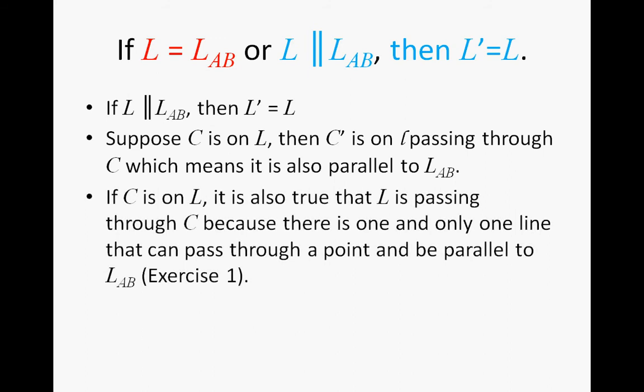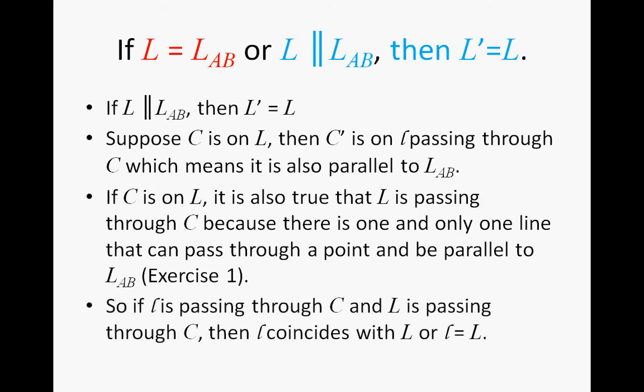So if C is on L, then it is also true that L is passing through C because there is one and only one line that can pass through a point and be parallel to line AB. And that goes back to exercise 1. So if you want to take a look at that while you're reading through this, it might make a little bit more sense. So if lowercase l is passing through C and L is passing through C, then lowercase l coincides with uppercase L, or lowercase l is the same as uppercase L.